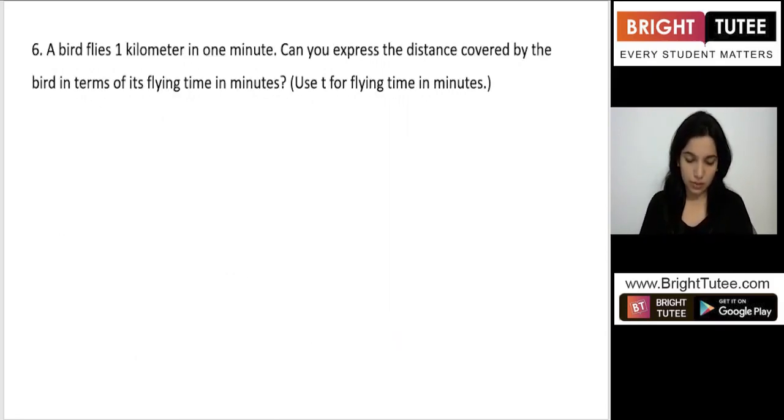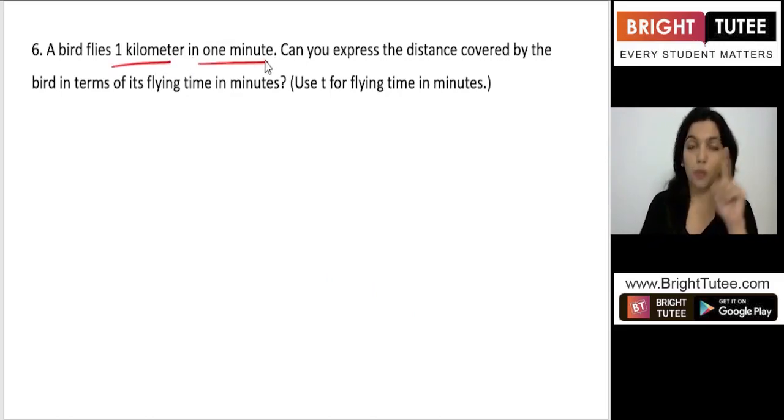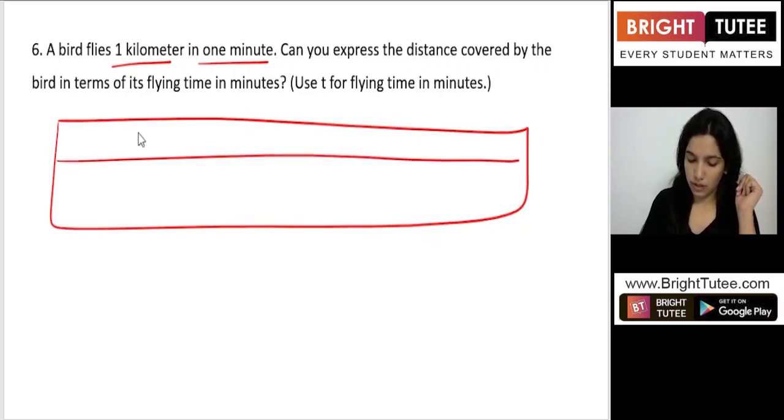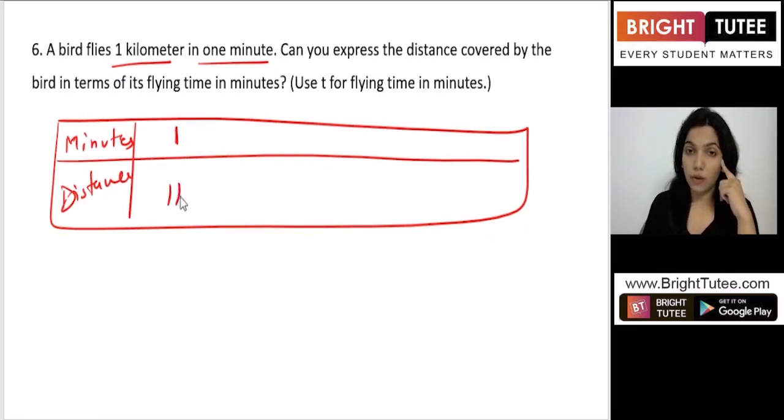The next question, question number 6, it says a bird flies 1 kilometer in 1 minute. Okay, 1 kilometer, 1 minute. Can you express the distance covered by the bird in terms of flying time in minutes? They are saying use T for the flying time in minutes. Okay, so let us again form a table. Here let me write minutes. And here we have got the distance. So for 1 minute, it is 1 kilometer.